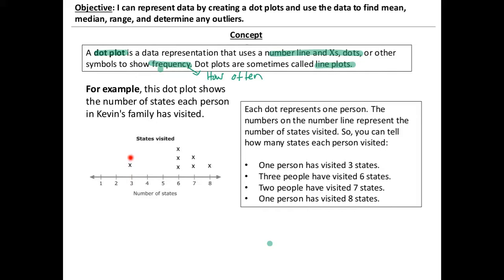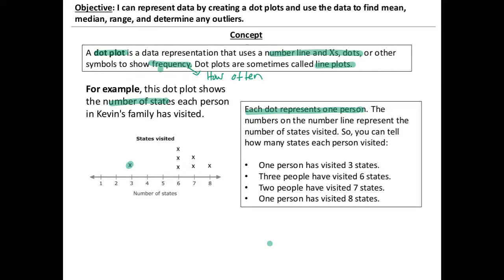So for example, here I see 1 X, that tells me one person answered 3. And then for 6, I have 3 X's, so 3 people, that's the frequency of 3, said 6. So in this context, it says this dot plot shows the number of states each person in Kevin's family has visited. So each dot represents one person, and the numbers on the number line represent the number of states visited. So you can tell how many states each person has visited.